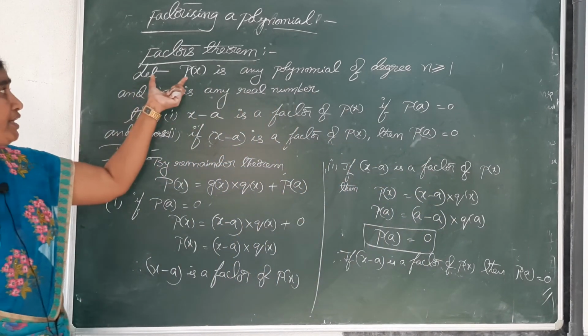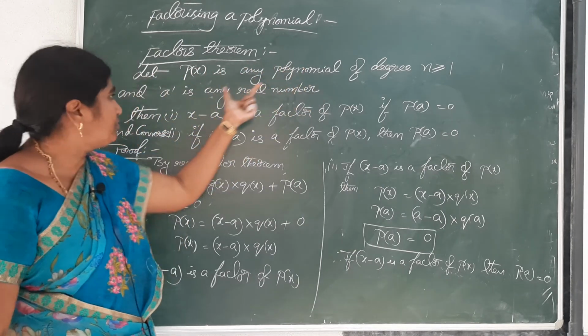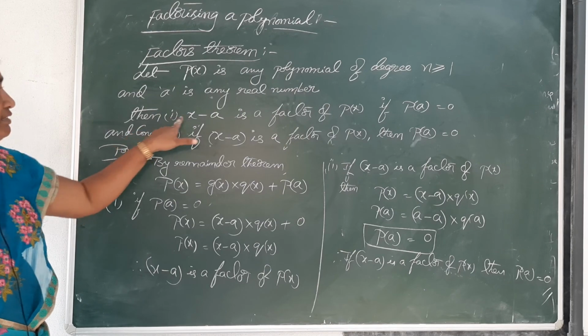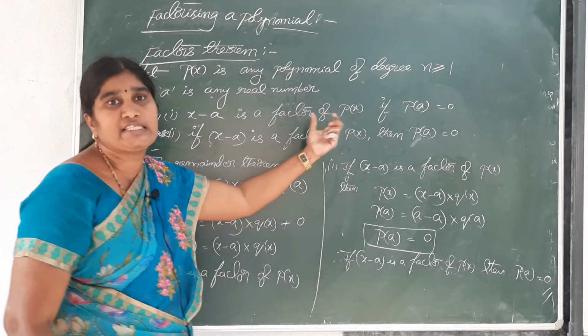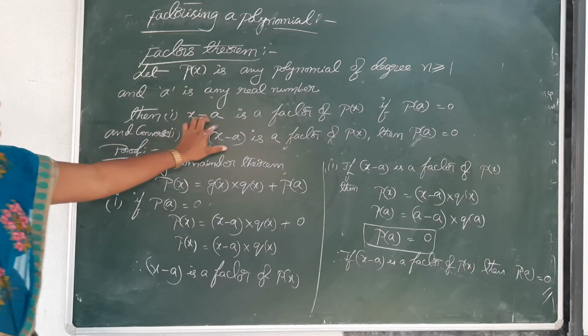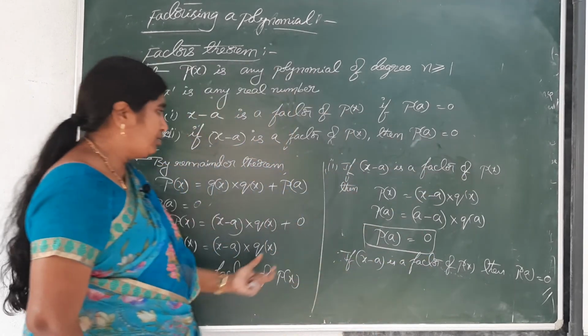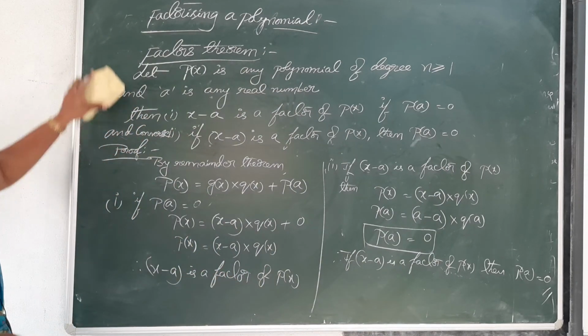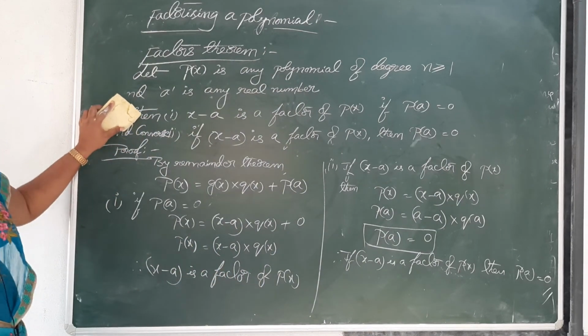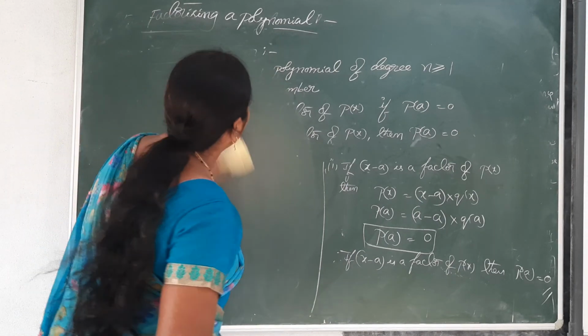Factors theorem is very important. P of x is any polynomial of degree n greater than or equal to 1. First condition: x minus a is a factor of p of x if p of a equal to 0. And the converse: if x minus a is a factor of p of x, then p of a equal to 0. Proof by using remainder theorem. Next, let us see some problems based on factors theorem.